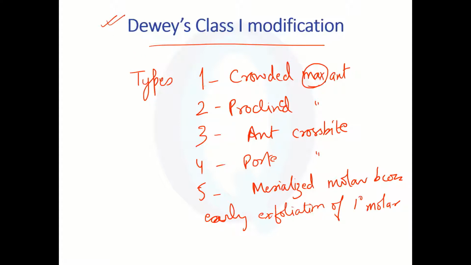Type 1 is crowded maxillary anterior. Don't remember it to be mandibular, because this question has been asked in a few exams. Second is proclined maxillary anterior teeth, then anterior crossbite, posterior crossbite, and mesialized molar due to early exfoliation of the primary molar.